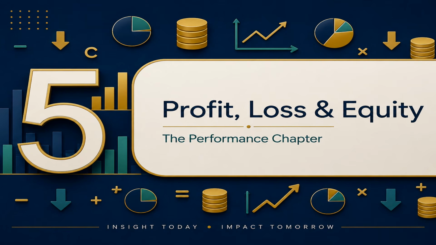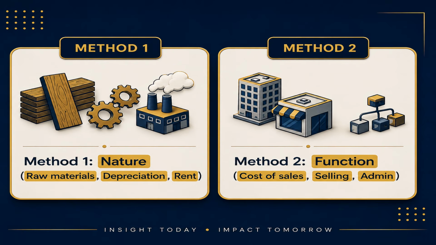That brings us to Section 5, Profit, Loss, and Equity. When presenting profit or loss, companies can classify expenses in one of two ways, depending on which provides more reliable and relevant information. By nature groups expenses such as raw materials, depreciation, and employee benefits, while by function groups them according to their purpose, such as cost of sales or administrative expenses. If the function method is used, additional information about the nature of expenses must also be disclosed.